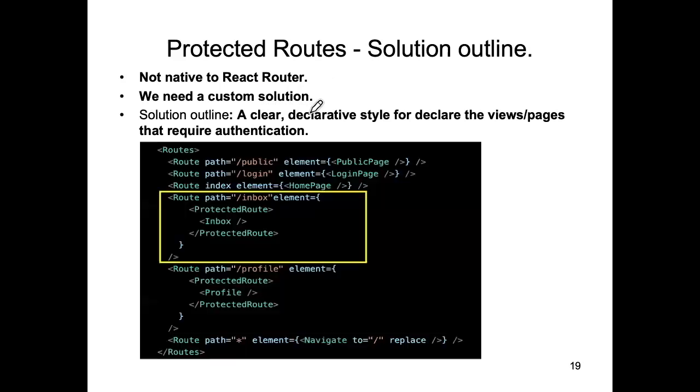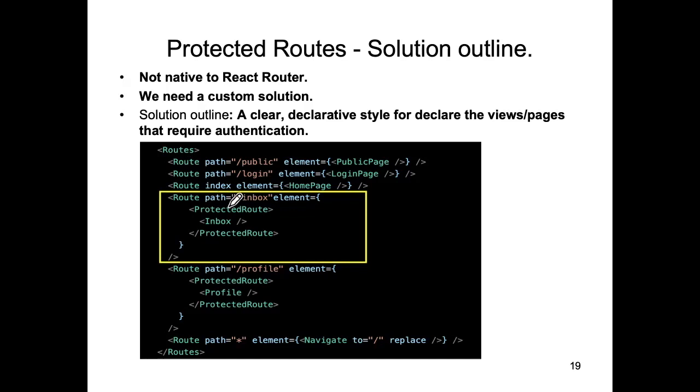In terms of this declarative objective in our solution, this is maybe how we would like it to appear in our routing configuration. So we have our normal route entries. Here's a route entry for the inbox path. Hopefully it's telling us quite clearly that if you want to access this path, this is a protected route. Now, this component here, protected route, is something that we have to implement.